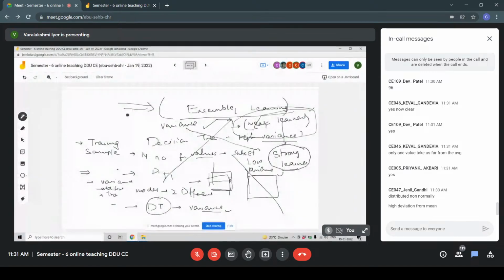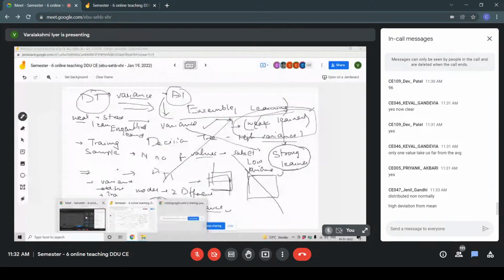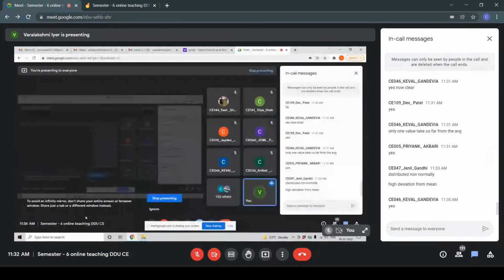Is the main idea clear? In the decision tree classifier, we have a high variance problem, where different training samples might create different decision trees. In order to reduce this variance, we'll use an ensemble learning methodology, where we combine multiple weak learners to create a strong learner. Is this clear? High deviation from the mean, yes, right. So that is clear.